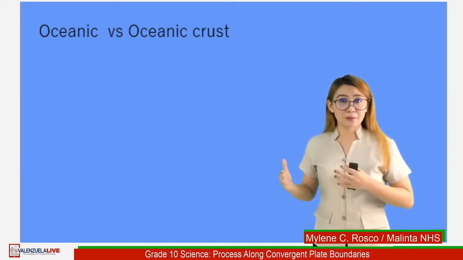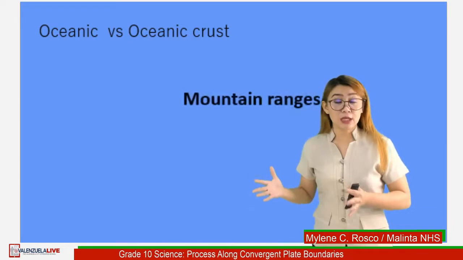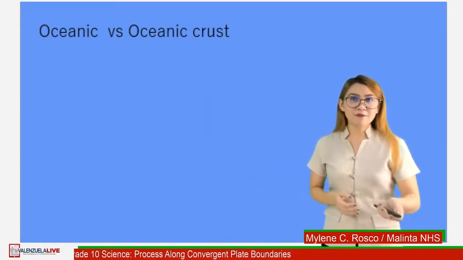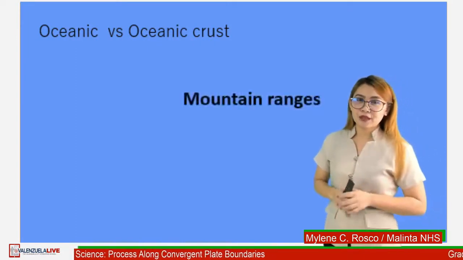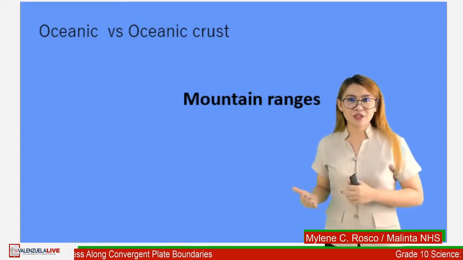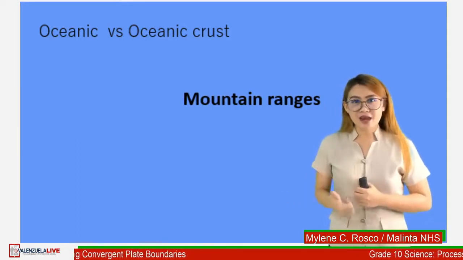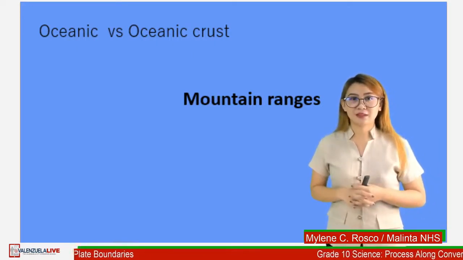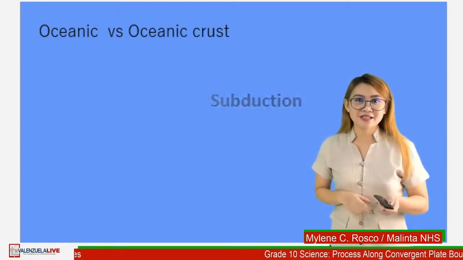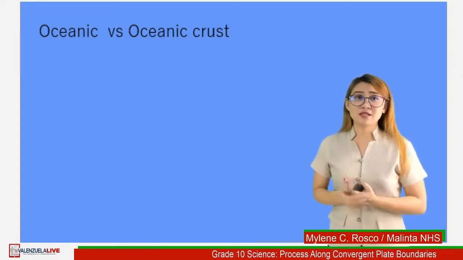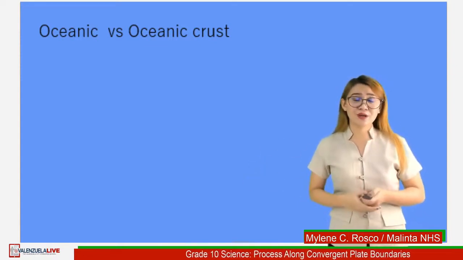The second type of collision is the collision between two oceanic crusts. So let's have the first one. Mountain ranges. Do you think mountain ranges will be formed at this type of collision? Like if yes, and sad face if not. Okay, so the correct answer is no. So there are no mountain ranges that will be formed on this type of collision.